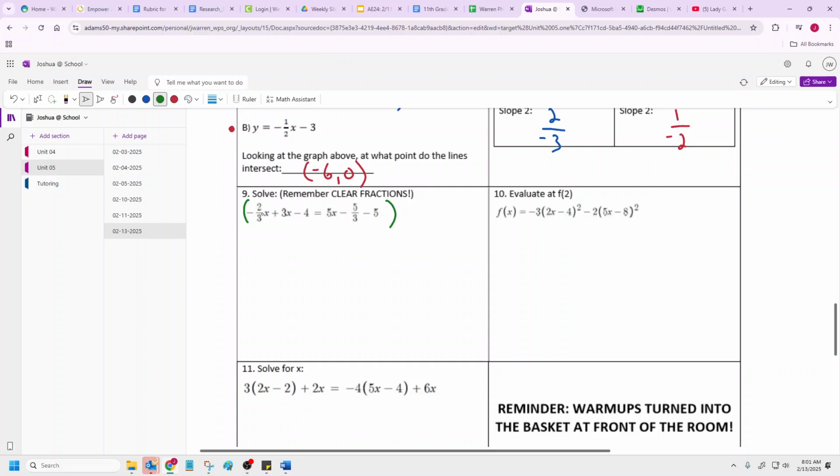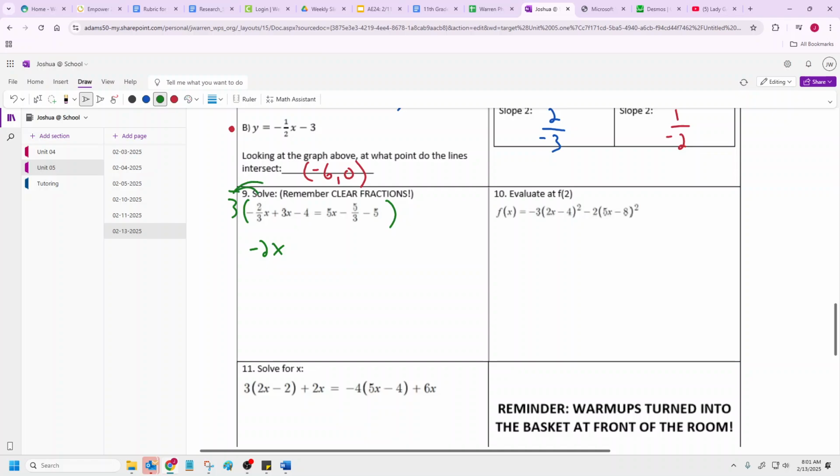You're going to multiply by the denominator, and you're always going to multiply by a positive number. So you're going to multiply by +3 right there. So here it goes. When we multiply, you can go 3 times -2 over 3. What happens? This cancels out, and you're left with -2x. I'm going to multiply again.